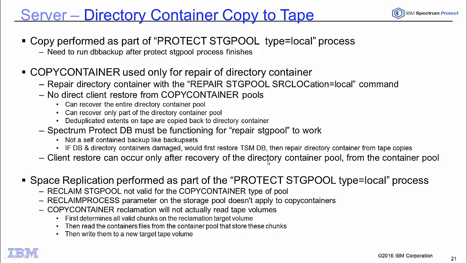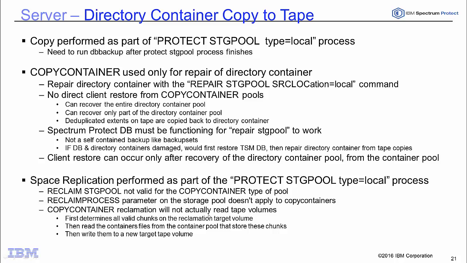Space reclamation for copy containers is different than space reclamation for our tape storage pools. Space reclamation for our copy containers is run as part of our protect storage pool command. Space reclamation is performed as part of the protect storage pool type equals local process. You will not see a reclaim storage pool command running for a copy container. The reclaim process parameter does not apply to copy container pools. Instead, the copy container reclamation is done without ever actually having to read the tape volumes.